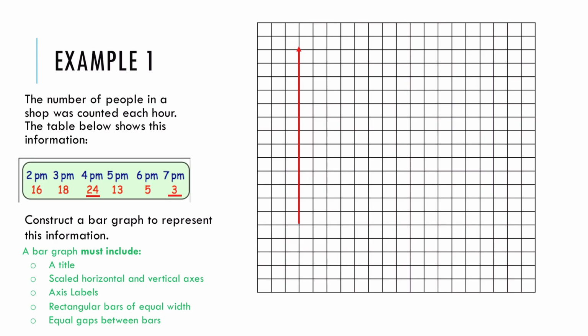For my horizontal axis, I'm going to make sure that I leave enough for one box as a gap between the bars and one box for the bars. My heading is number of people in a shop, that's my title. Along the bottom I'm going to put time, and up the side I'm going to put number of people. So that's my axis labels. It tells me what each axis represents.